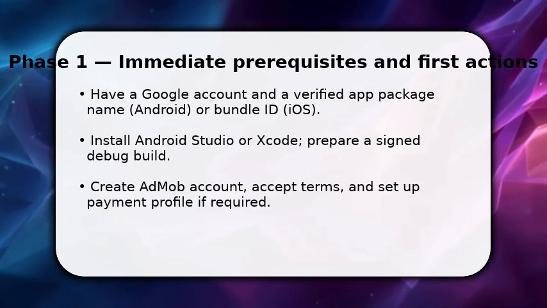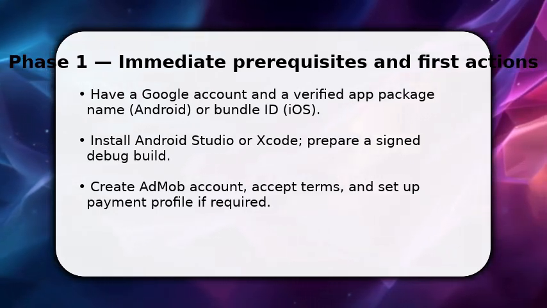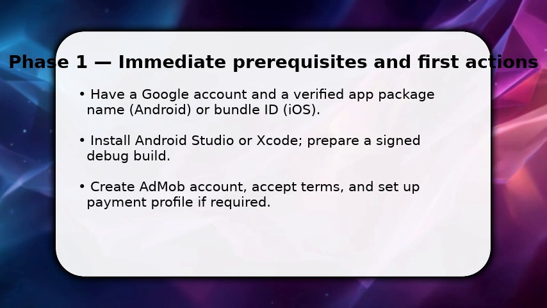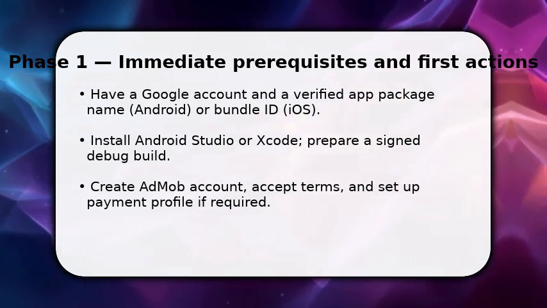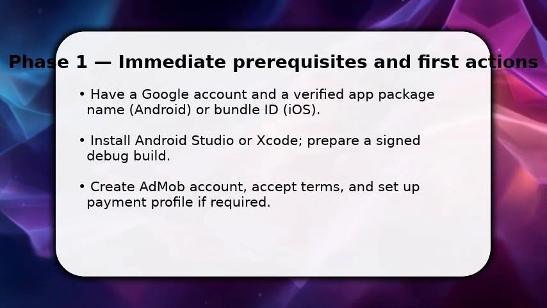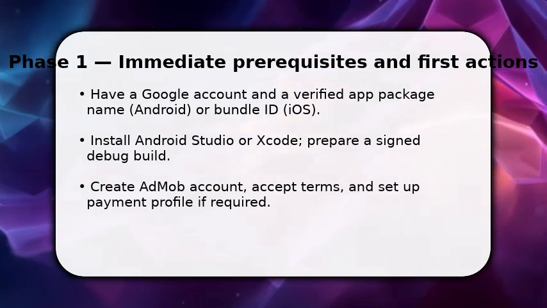Enjoy the video. You start with essentials: a Google account, a published or draft app identifier, and a working build. Once those are ready, sign into AdMob and create your AdMob account. This links payment and tax details so earnings route correctly.